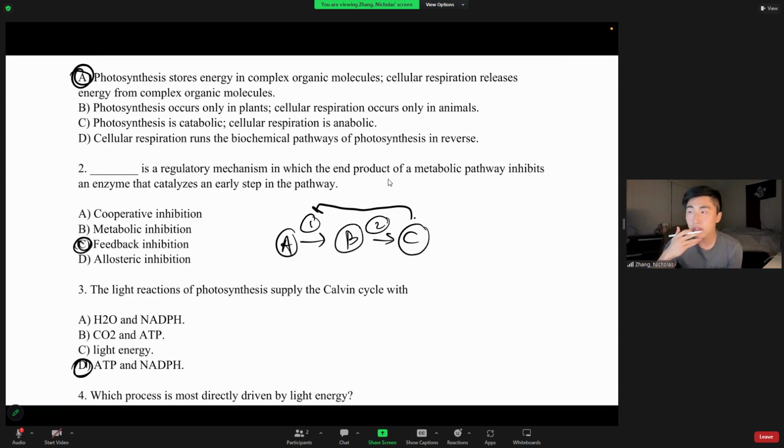So substrate C in this situation right here is going to block phosphofructokinase to stop glycolysis from occurring, or at least slow it down so that our bodies don't waste energy.